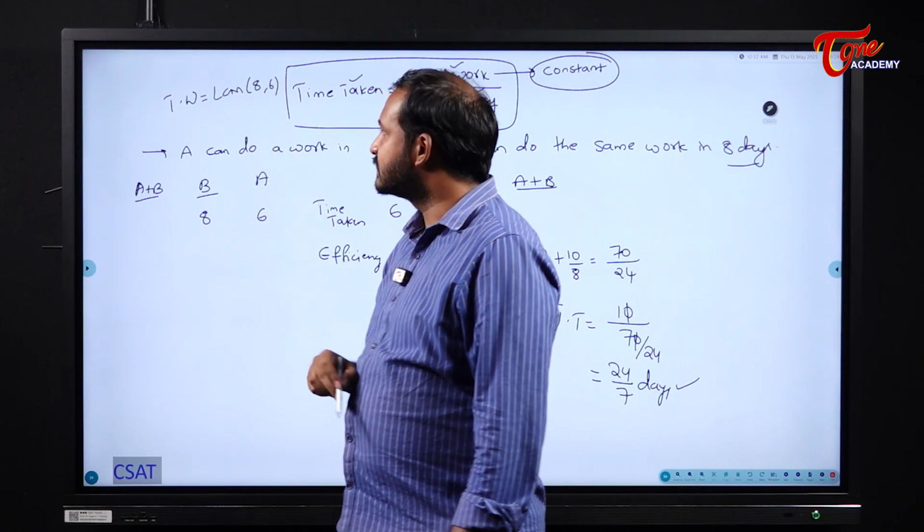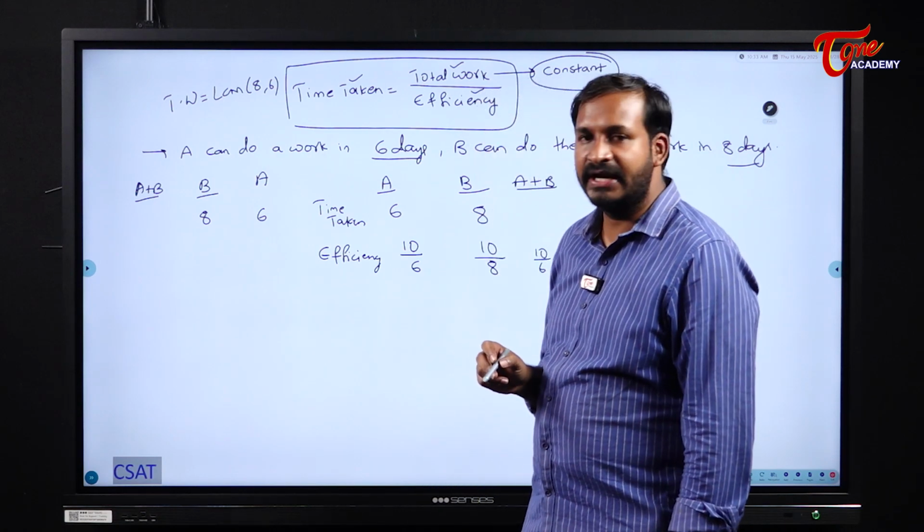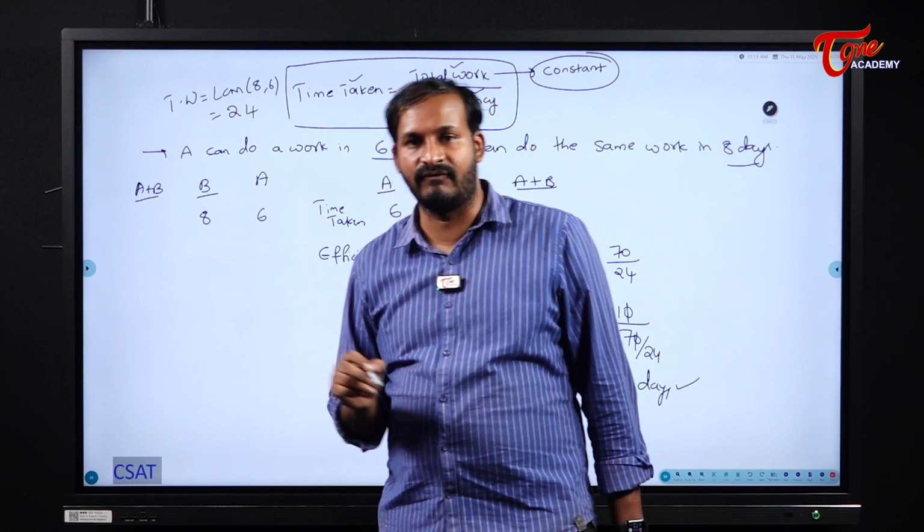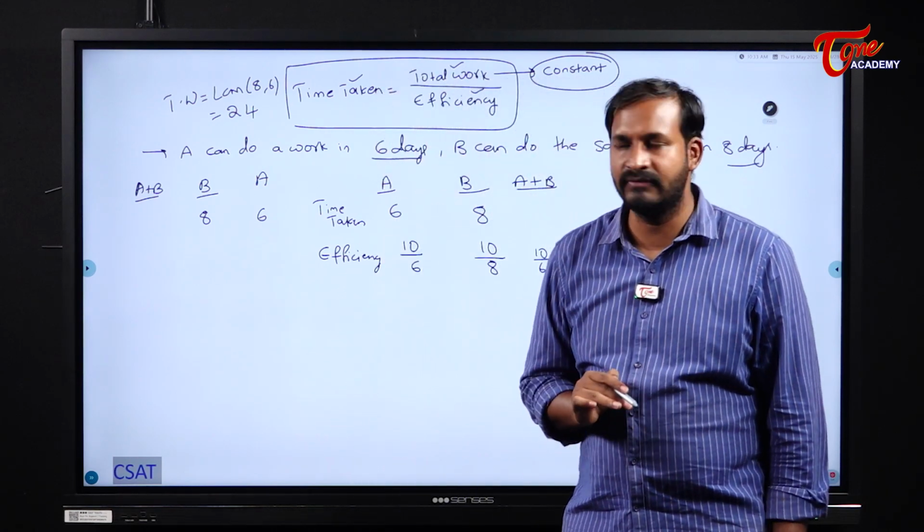LCM of 8 and 6. Okay. Now, what is the LCM of 8 and 6? 24. So, now I will assume my total work as 24. We will see why, what is the reason.